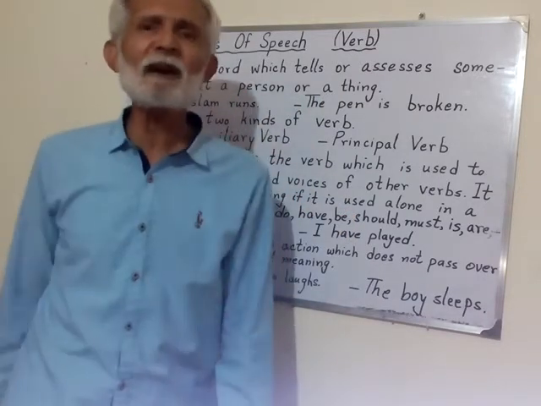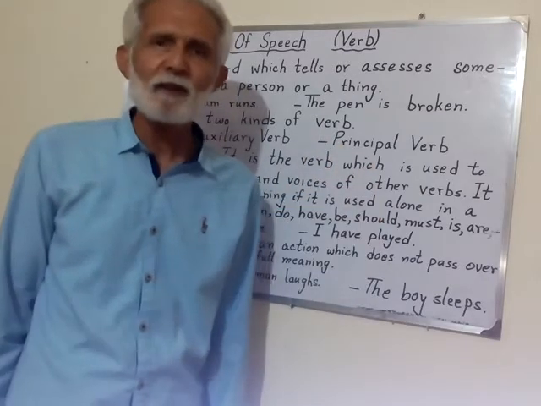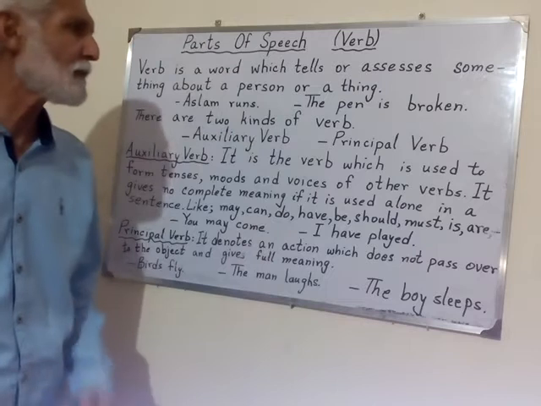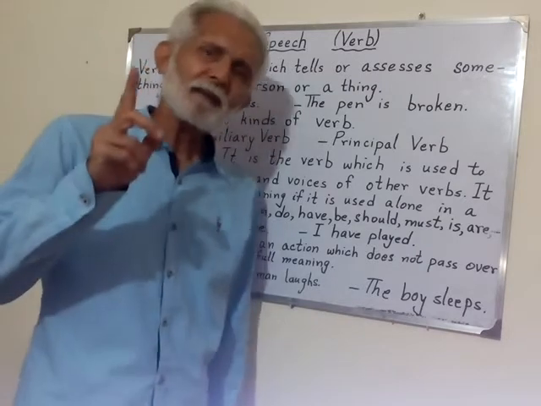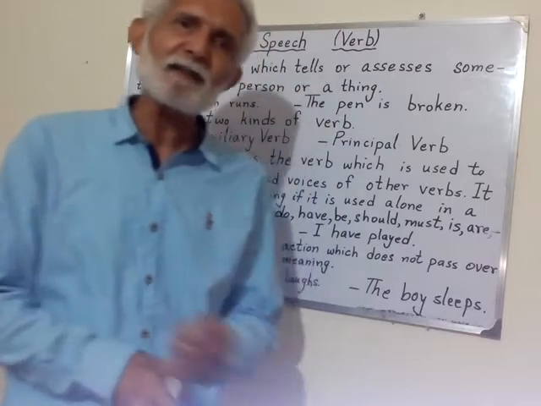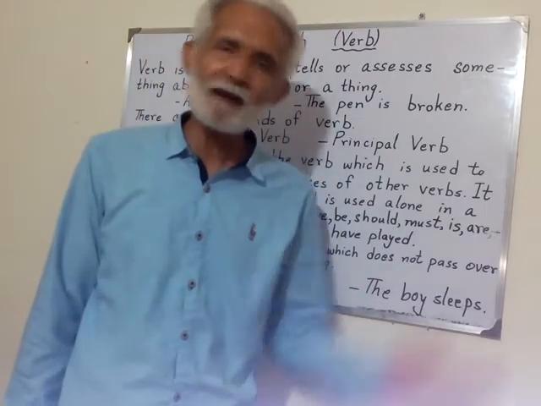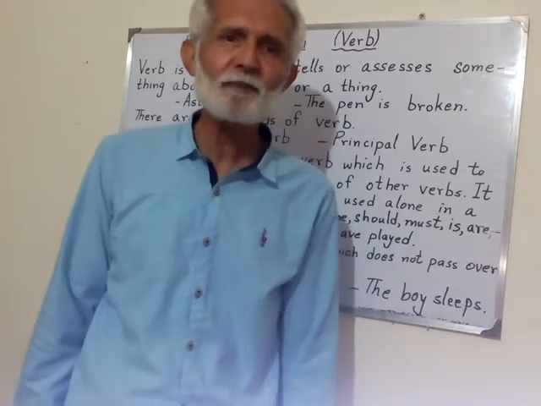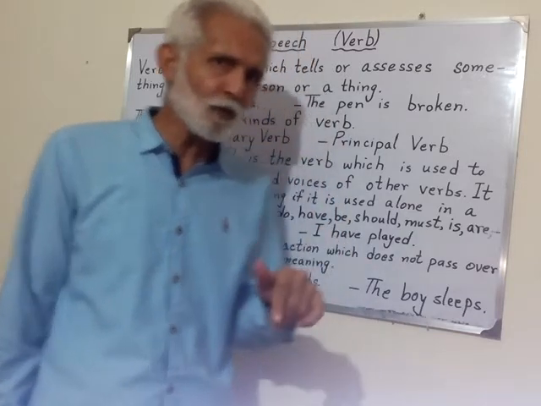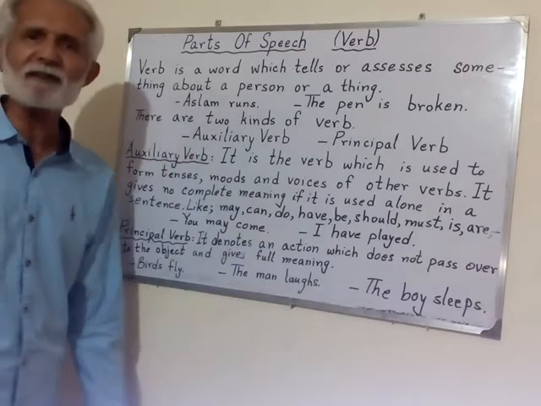Remember, there are two kinds of verb: auxiliary verb and principal verb. Remember one thing, whenever we make tenses, we show moods and all these things, we always use auxiliary verb. And other than that, we use principal verb. Principal verb we will go to afterwards. First, what is auxiliary verb basically?